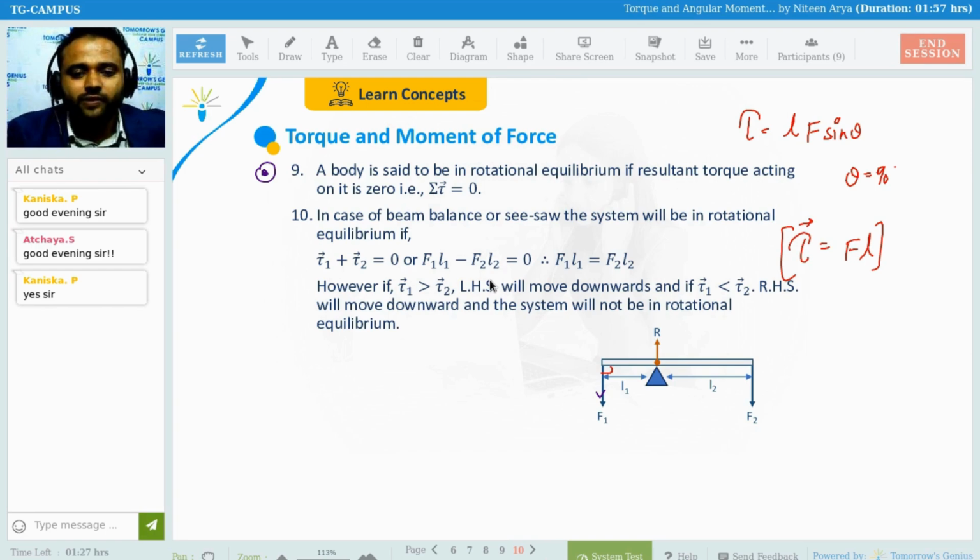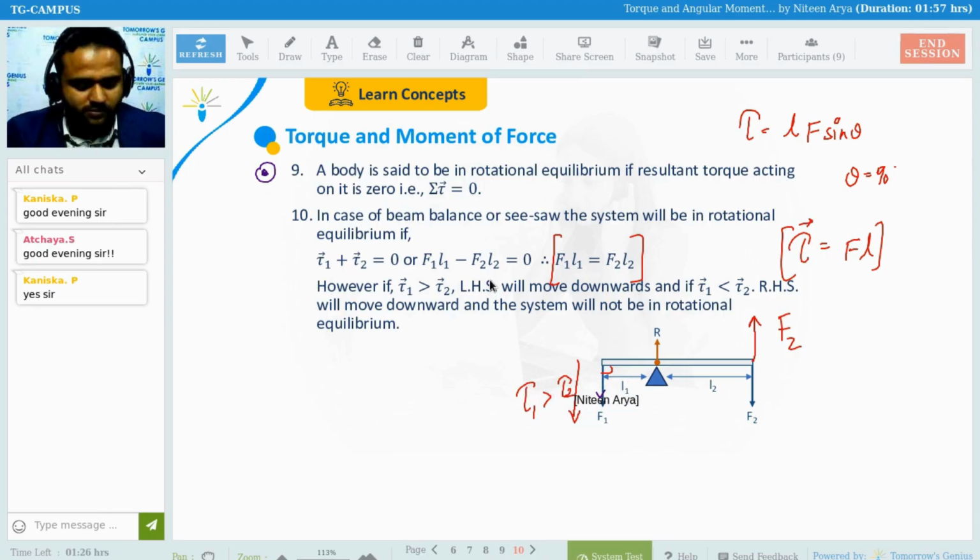Now see, why is it F2? Because it is quite obvious that if the force on this particular side is going to be downward, as we see in a seesaw, the other one is necessarily going to be upward. Clear? So that is why, making this direction opposite, F1 L1 is minus of F2 L2 equals 0, and therefore F1 L1 equals F2 L2. However, if tau 1 is greater than tau 2, the LHS moves downward. Simple thing. That is the case.